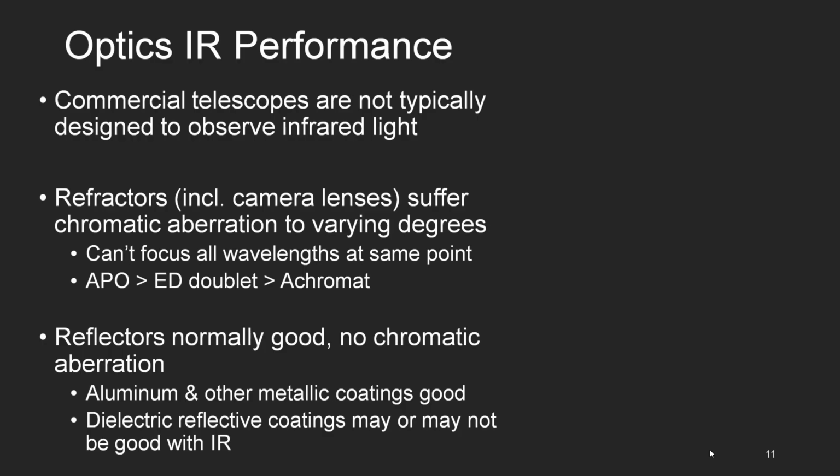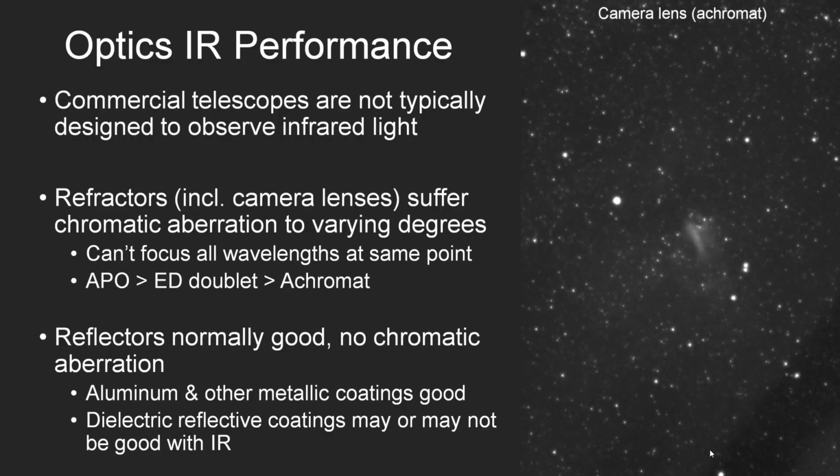Generally, reflecting-type telescopes don't suffer from chromatic aberration. However, newer mirrors that use dielectric coatings may or may not work at infrared wavelengths. This image is an example of what you will get if you try to use an achromatic refractor, in this case a traditional camera lens, in conjunction with an IR pass filter. The stars are all bloated and fuzzy, and deep sky objects are blurred.